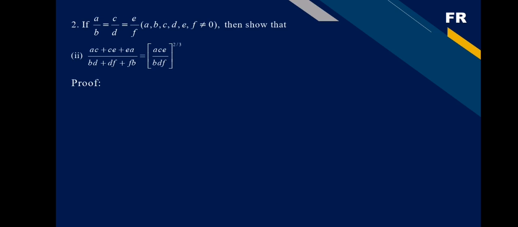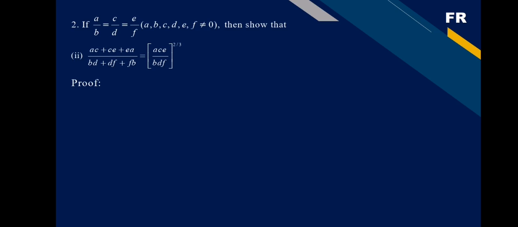proved. Now question number 2 is if a by b is equal to c by d is equal to e by f, where a, b, c, d, e and f are not equal to 0, then show that part 2 is (ac plus ce plus ea) whole divided by (bd plus df plus fb) is equal to (ace by bdf) whole bracket, 2 by 3 is the power over here.